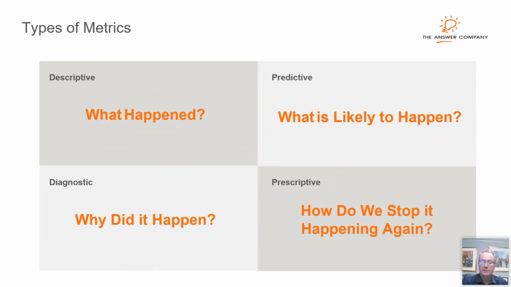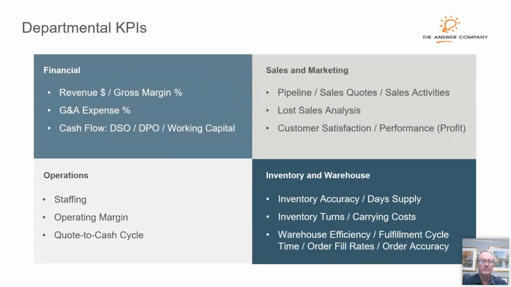So I would say most companies are going to be looking at descriptive and predictive and possibly diagnostic. If you can get to prescriptive, you're doing quite well for yourself. There are really 4 key business areas that you need to look at strategically in developing your performance indicators and metrics. The first is financials, fairly self-explanatory.